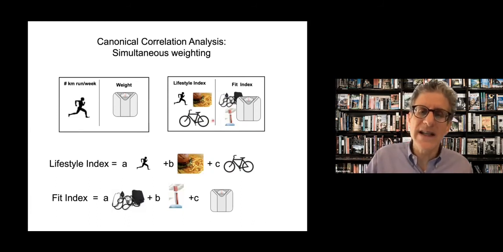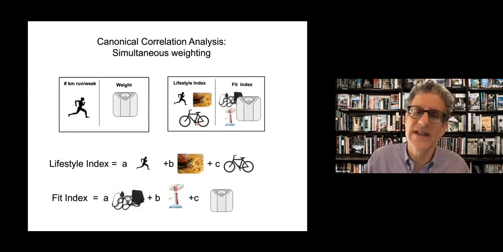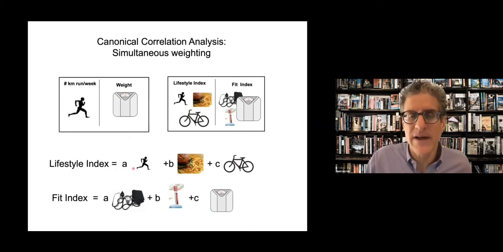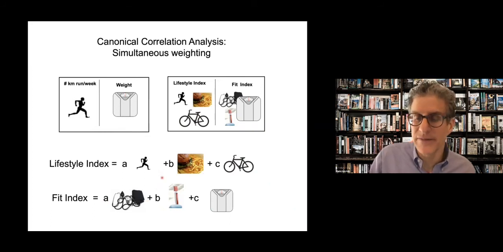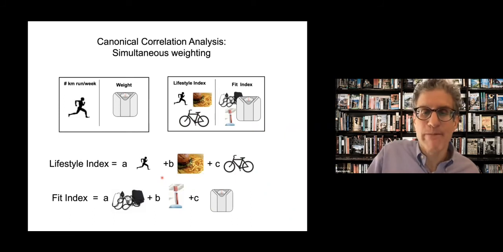And so ideally what we'd like to do is take all of this lifestyle stuff and create some sort of vector or some sort of index from it, maybe a linear combination of those things. And then take all the fitness measures and create a linear combination of those things, and then correlate these two things together. And of course, how do we do this in an optimum way?